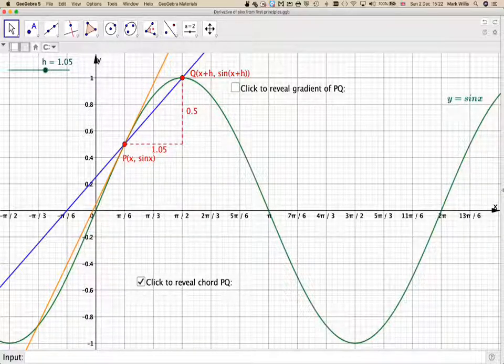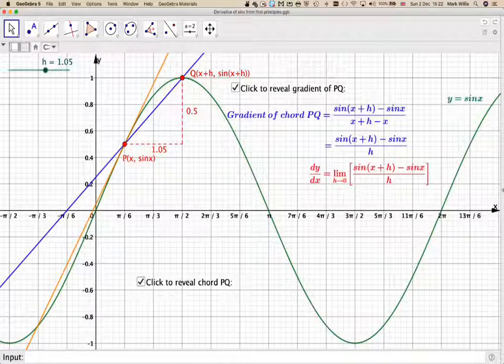And if I just click this here, I can show you that. So the gradient of the chord PQ is sine of x plus h minus sine x divided by x plus h minus x. Now obviously the x's cancel out and it comes down to sine of x plus h minus sine of x, divided by h.